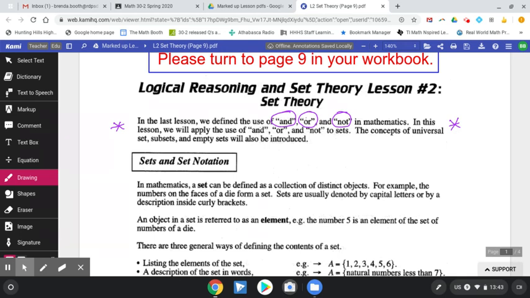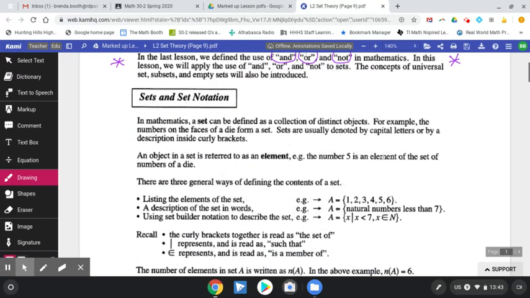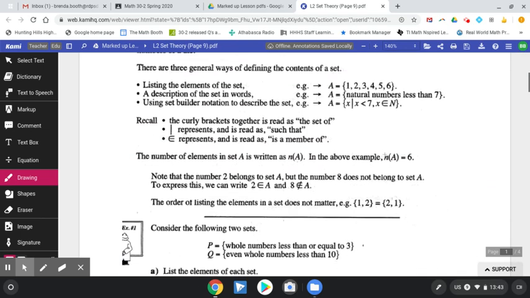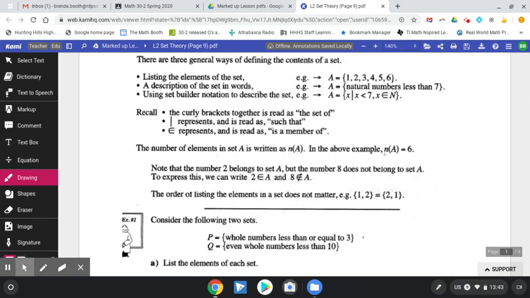All right, so the first thing that we're going to do to get started here is just get familiar with a little bit of terminology. There's a section called sets and set notation. I want you to read that section right until you get to example 1. So hit pause, read away, and then come on back and we'll take a look at some together.